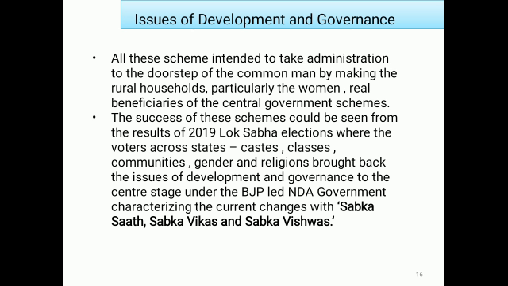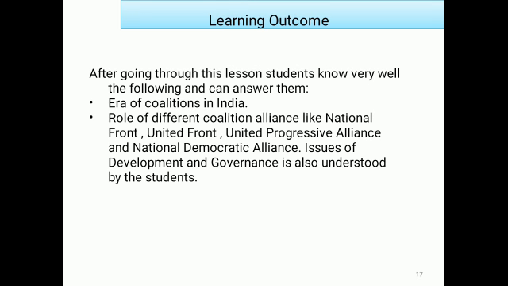The success of these schemes could be seen from the results of the 2019 Lok Sabha elections, where the voters across states, castes, classes, communities, gender, and religions brought back the issues of development and governance to center stage under the BJP-led NDA government, characterizing the current change with Sabka Saath, Sabka Vikas, and Sabka Vishwas. Obviously, when you are all together, then there will be Vikas, development, and obviously then you will gain the trust of others also. So that is why this new topic, issues of development and governance, is added to our syllabus.